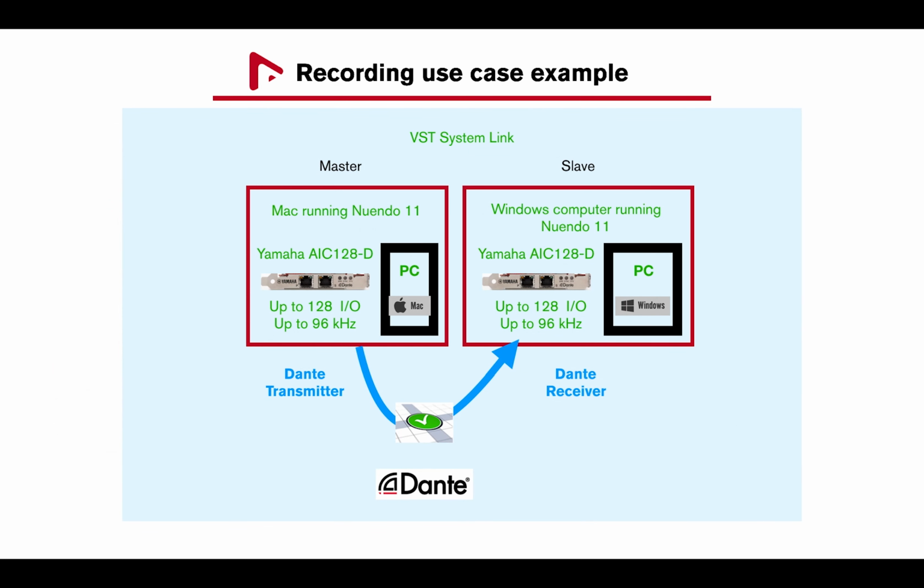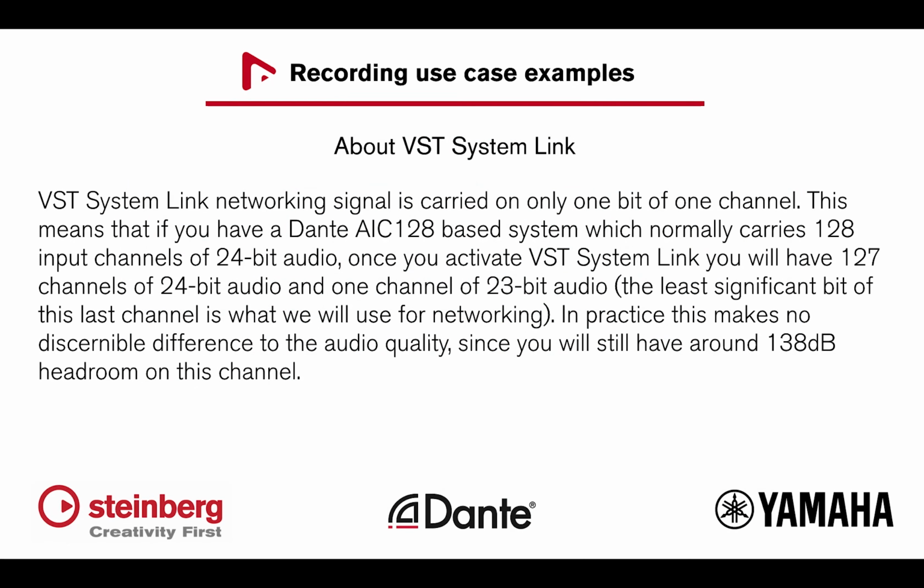In this example, I will set up the Mac computer as master and Windows machine as slave, patching one channel from the AIC 128D cards of the Mac computer to the AIC 128D cards in the Windows computer. Now, System Link only requires one bit of one channel to work. This means that you'll have 127 channels of 24-bit audio and one channel of 23-bit audio. In practice, this makes no difference at all to the audio quality, leaving 138 dB of headroom on this channel.